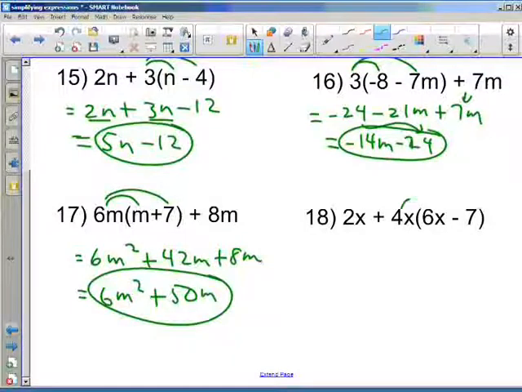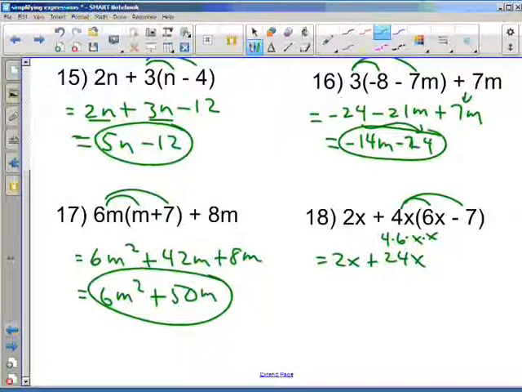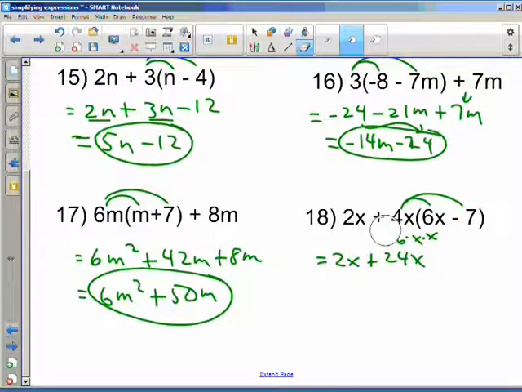And then over here, distribute again. And you can think of this 4x times 6x as 4 times 6 times x times x. The order that we multiply won't matter. The 4 times 6 is 24, and then of course x times x is x squared.